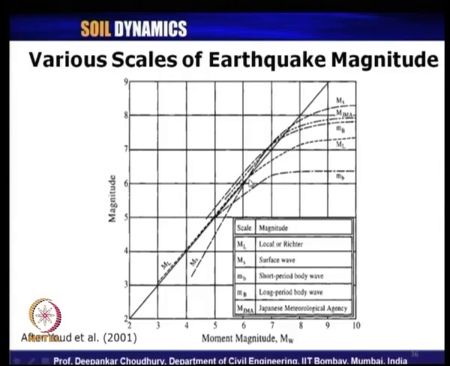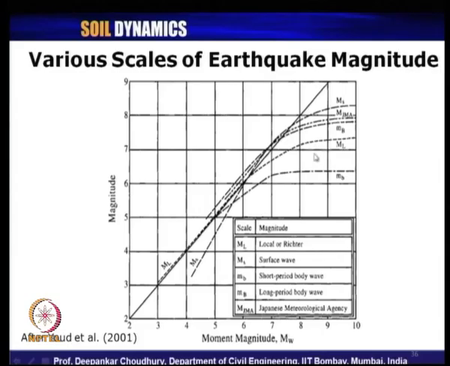But at very high values, or I should say when the Richter scale magnitude is, suppose, 7, what does it mean? The moment magnitude is about 7.7 or so, is it not? Look at this graph, drop it here, read it here, about 7.7.